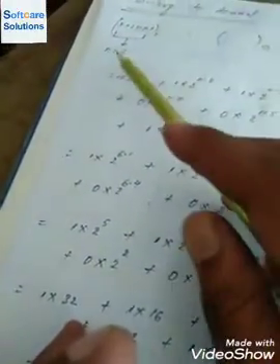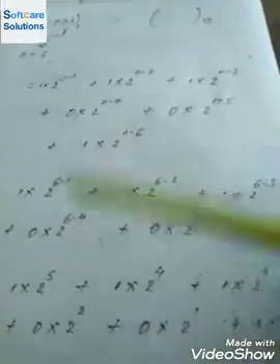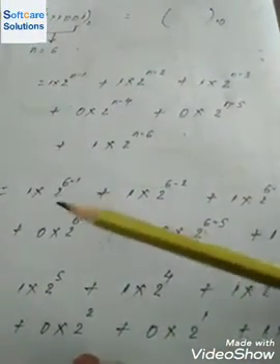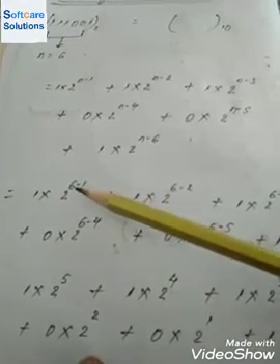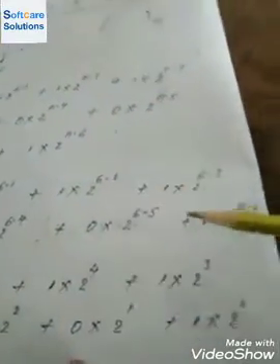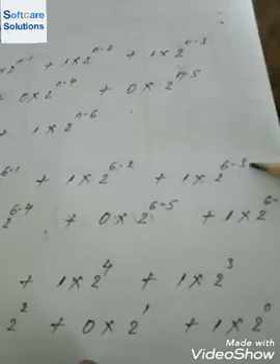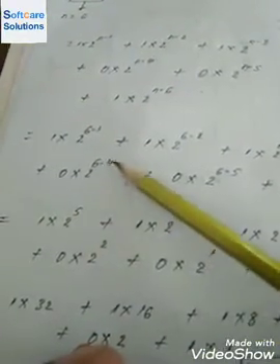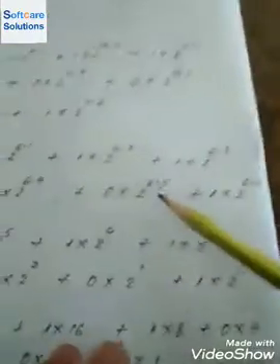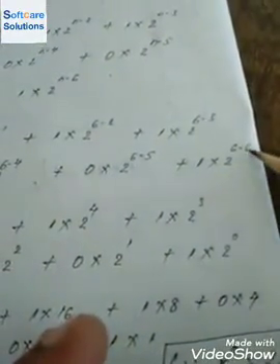Now move on to the next step. We know that our number of binary digits is 6, so put the value of n in the given formula. On behalf of n we put 6. So 1 into 2 to power 6 minus 1, plus 1 into 2 to power 6 minus 2, plus 1 into 2 to power 6 minus 3, plus 0 into 2 to power 6 minus 4, plus 0 into 2 to power 6 minus 5, plus 1 into 2 to power 6 minus 6.